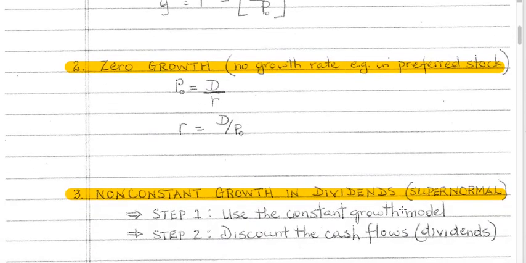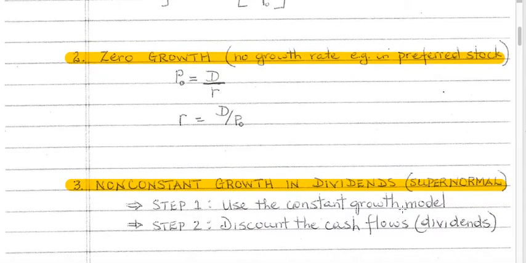The third model is the non-constant growth in dividends, also called supernormal growth. That's where you have a certain percentage of growth, usually very high for the first 2, 3, or 4 years, and then it becomes a constant growth in dividends. So this model uses the constant growth model, and then you discount the future cash flows or the future dividends.